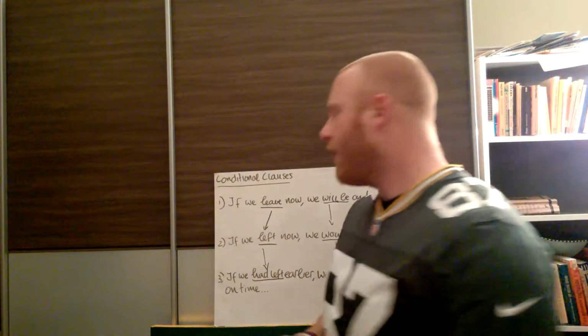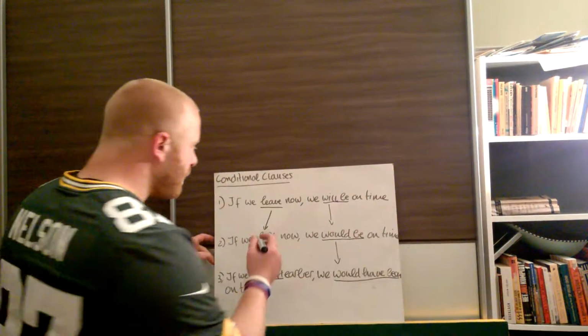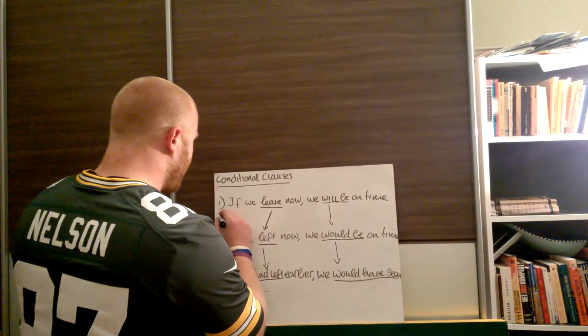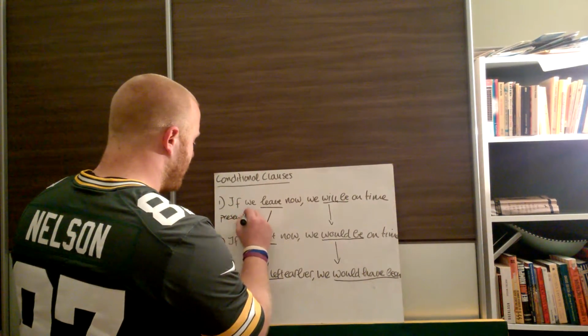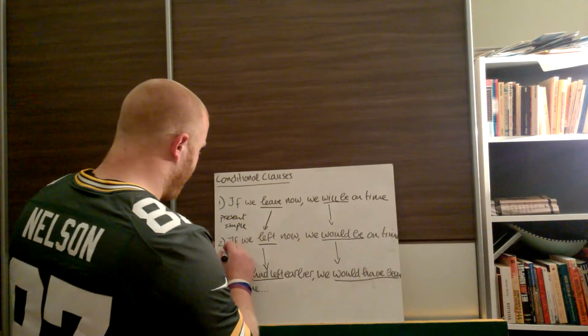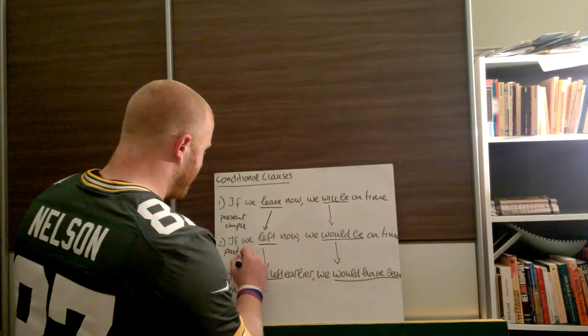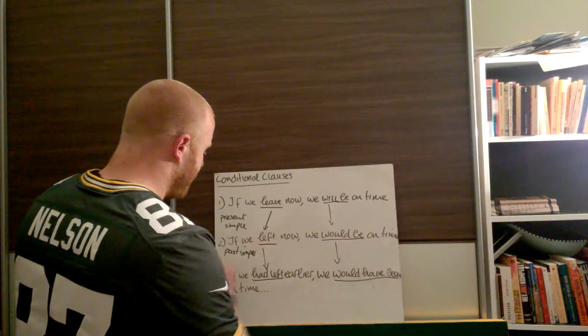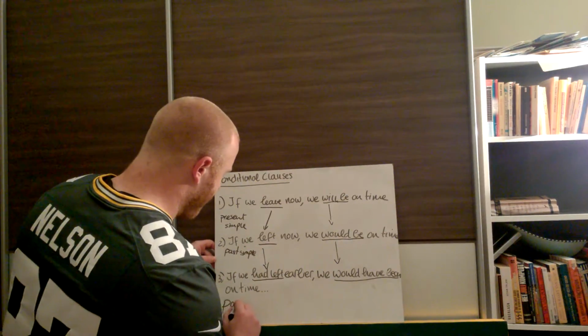Okay. So what we do here is in sentence one, we have the present simple that's used. Sentence number two, we have the past simple, and sentence three, we have the past perfect.